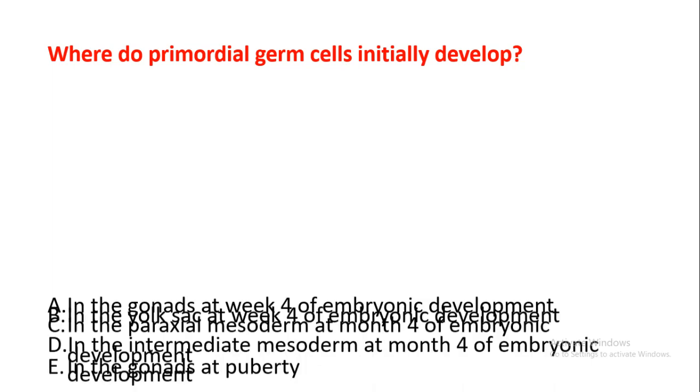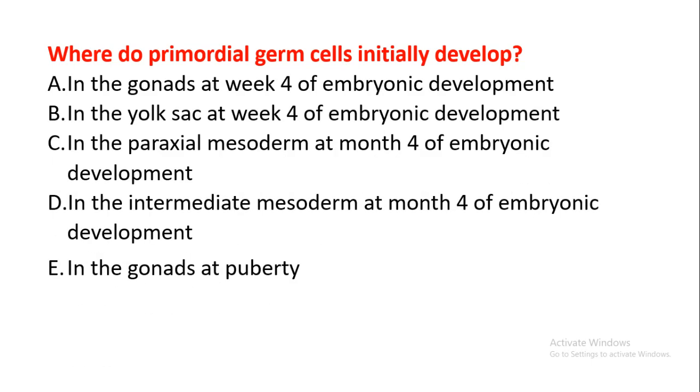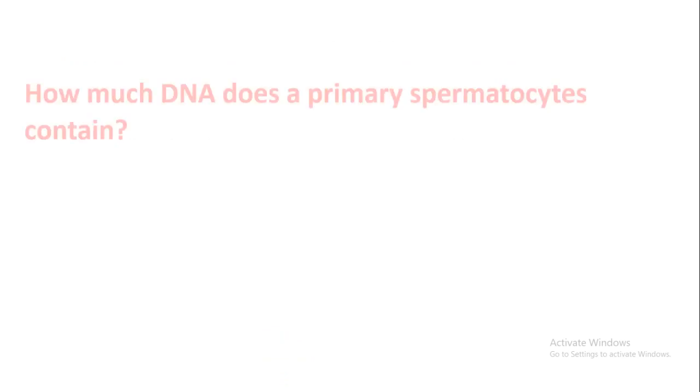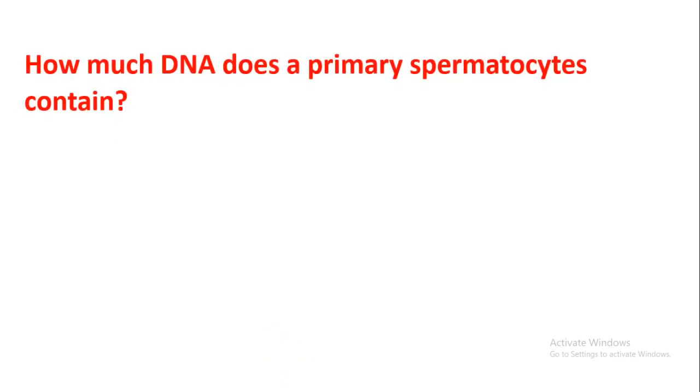Where do primordial germ cells initially develop? Like I have already stated, the primordial germ cells normally develop from the yolk sac at week 5 of embryonic development. So the answer is B. How much DNA does a primary spermatocyte contain? Here it's just the 4N. This is the same case with the primary oocyte. Both of them have the DNA content of 4N.